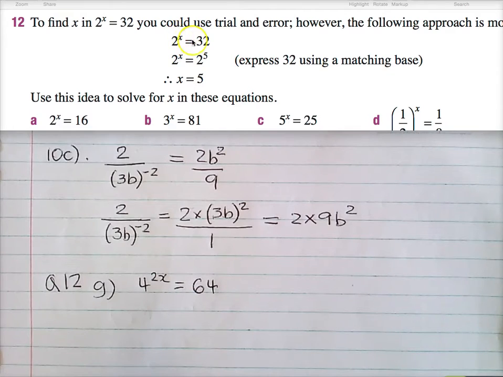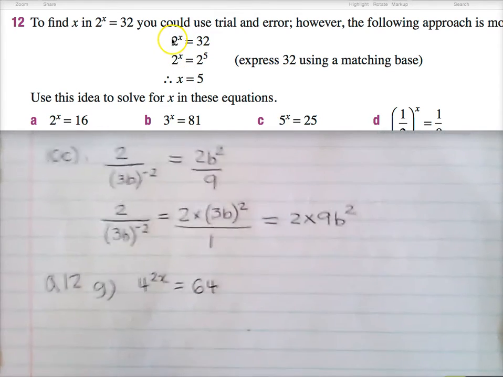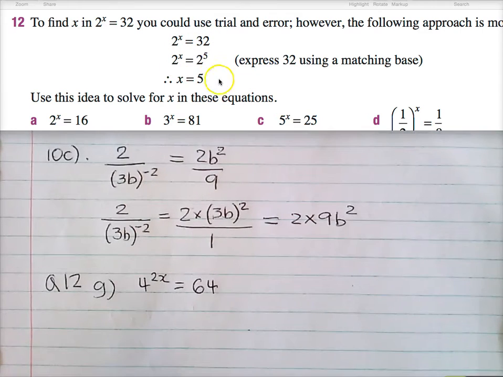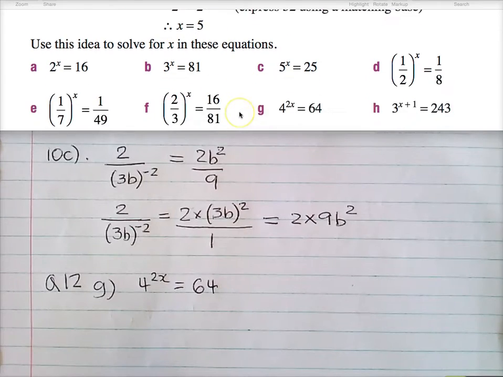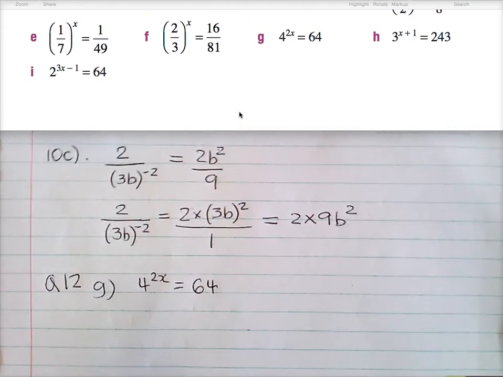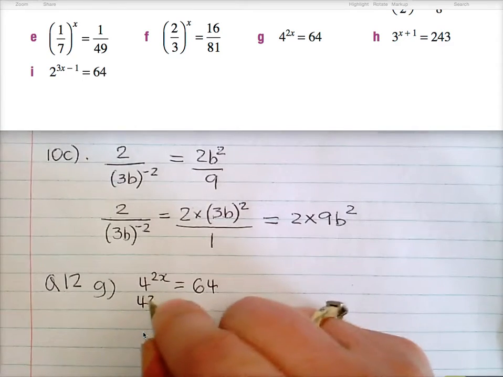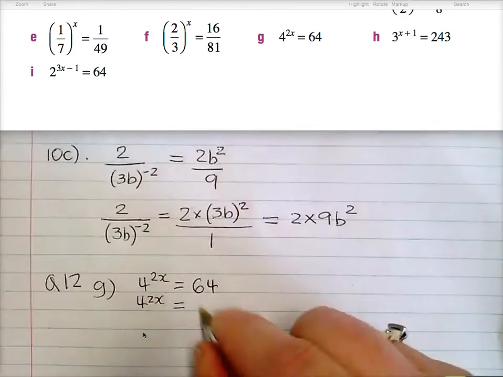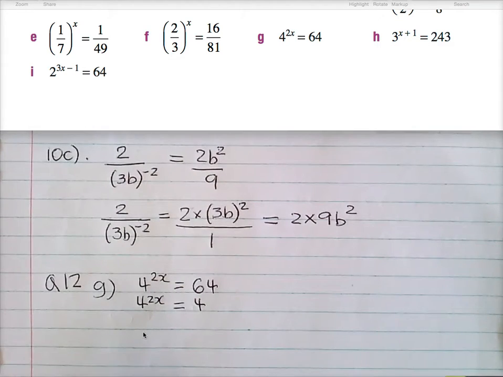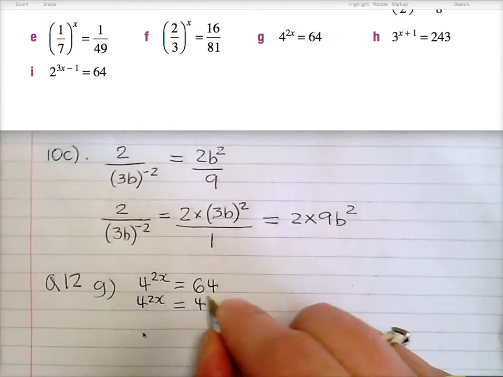They're trying to solve 2 to the power of x is 32. They've said this side has a base 2. I'm going to make the 32 have a base 2, and we just equate the indices. We're using that idea. So let's start with this. 4 to the power of 2x equals 64. I need 4 as my base power. 4 what is 64? 4 cubed.